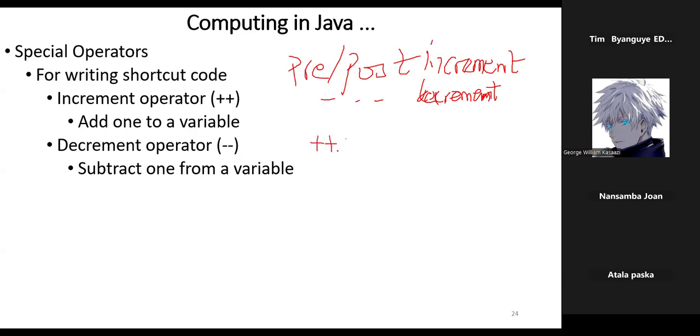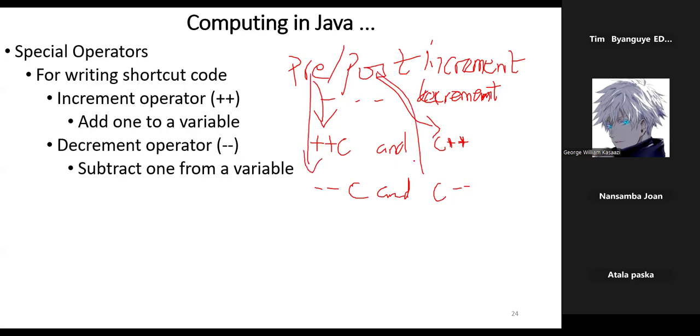Plus plus C and C plus plus have a slightly different explanation. One of them is a pre-increment, the other one is the post-increment. The same applies to minus minus C and C minus minus. So this is a pre-decrement, whereas this is a post-decrement. Both of them are removing 1 from C. That is for the case of this, and here they are adding 1.